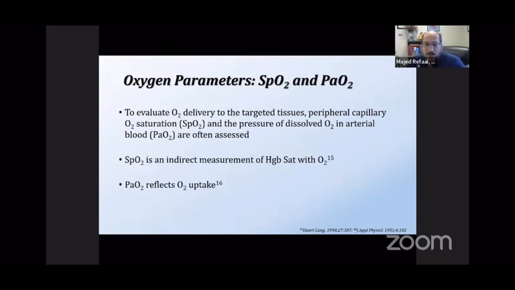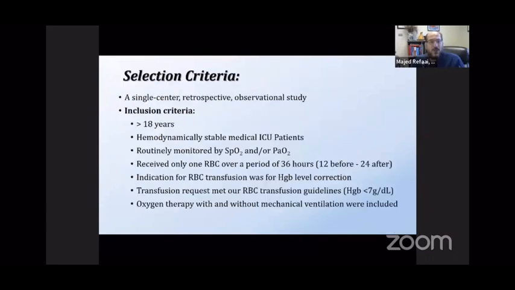So to evaluate the oxygen delivery, we use two parameters, the SpO2 and the PaO2. SpO2 is a peripheral capillary measurement. Usually you see it in ICU patients, with the detector on the tips of their fingers. And also the pressure of the dissolved O2, which is done by arterial gas analysis. The SpO2 measures indirectly the hemoglobin saturation of the tissues, and PaO2 reflects the O2 uptake by the blood.